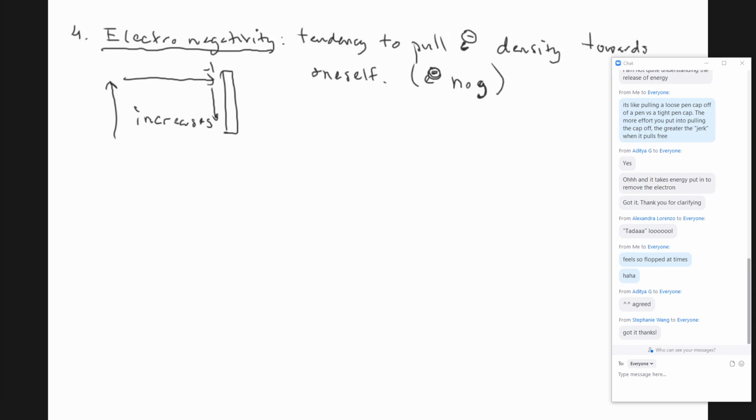Okay, so someone wrote, the higher the electronegativity, the more energy it releases when it grabs the electron. Correct? That's your electron affinity. And the harder it wants to get rid of the electron. No. It's the more energy that's required to put in to remove that electron. That's your ionization energy. Because the electron is more stable, it's going to require more energy to be put in to remove that electron.